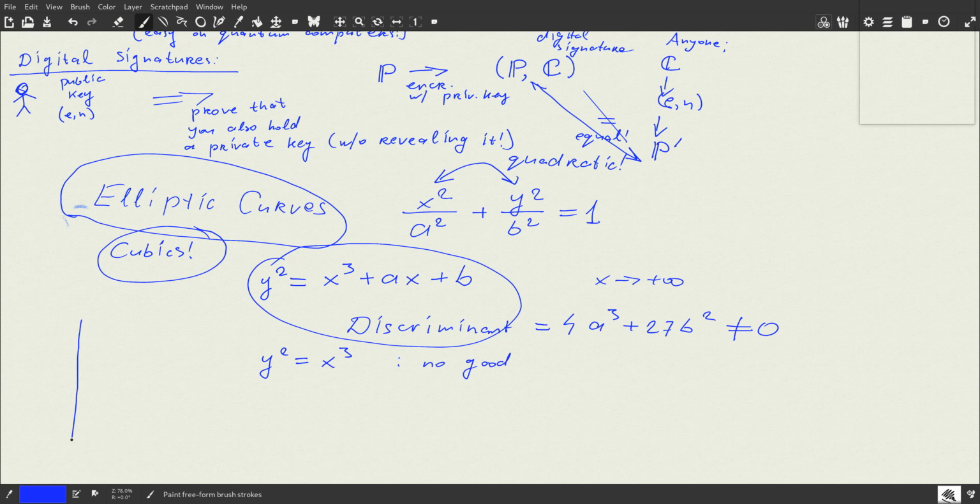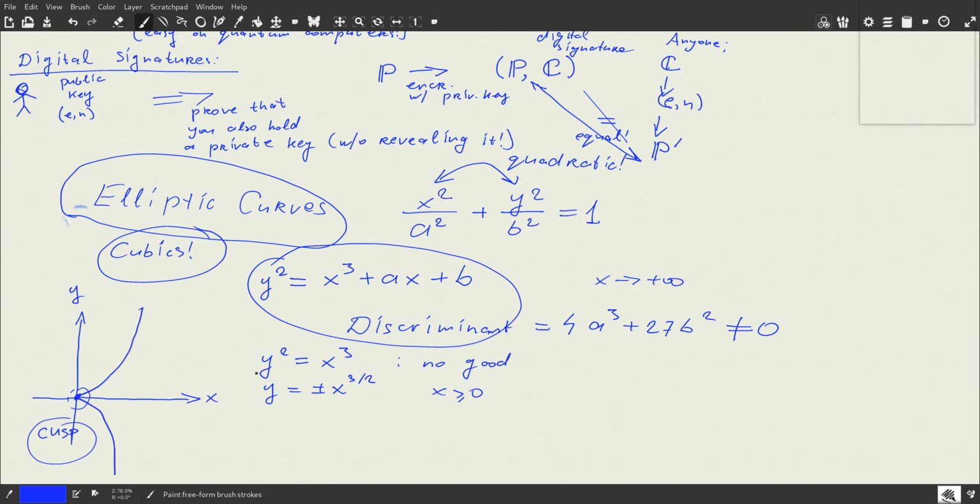Geometrically, we can see why it is no good. This means that y equals plus minus x to the power 3 over 2, which means that for x, and obviously this is only possible for x greater than or equal to 0. So we have one branch here, and we have another symmetric branch. Point 0 is called a cusp in this case.